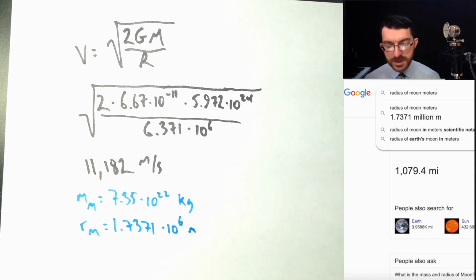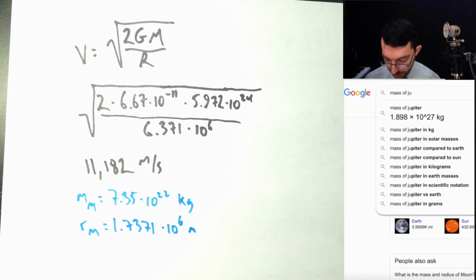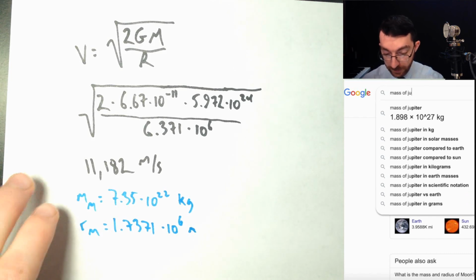Let's see, the moon is nearby. Let's do a different planet. How about let's do the escape velocity for, I'd want to do Mars, but the abbreviation for Mars is also M, and that would be confusing. So I guess let me do Jupiter. Jupiter's a big planet, right? So let's go ahead and get the mass of Jupiter. Well, that's pretty big.